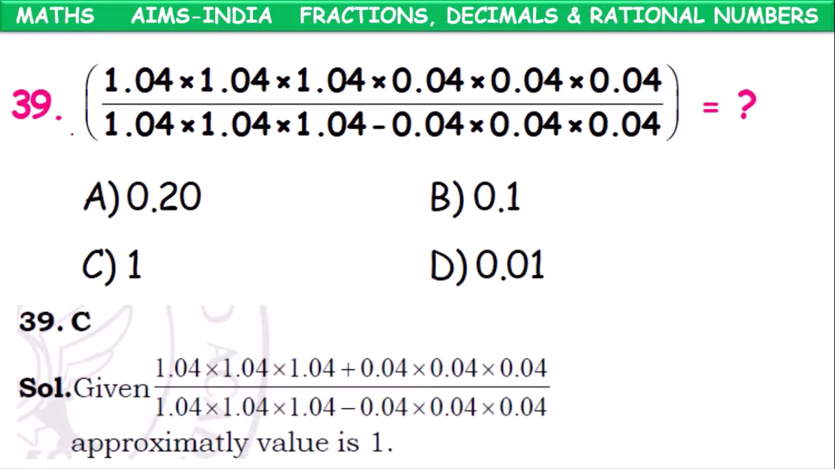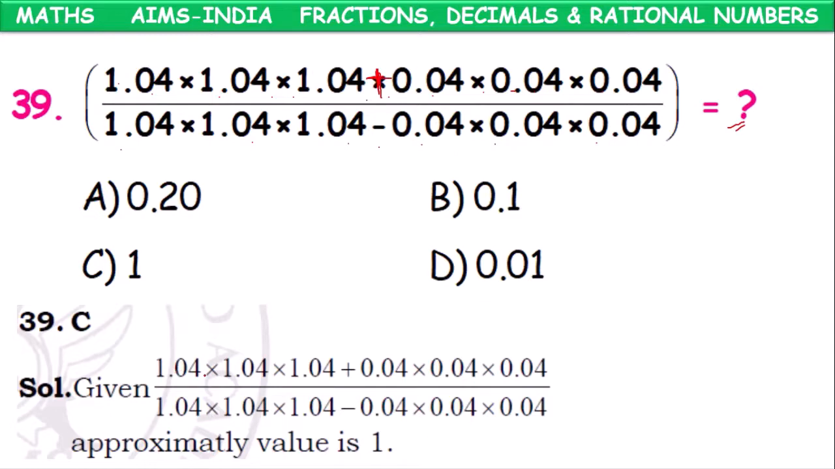Next. 1.04 into 1.04 into 1.04 plus 0.04 into 0.04 into 0.04, divided by 1.04 into 1.04 into 1.04 minus 0.04 into 0.04 into 0.04. In the middle we have plus, and below it is minus. What is its approximate value?